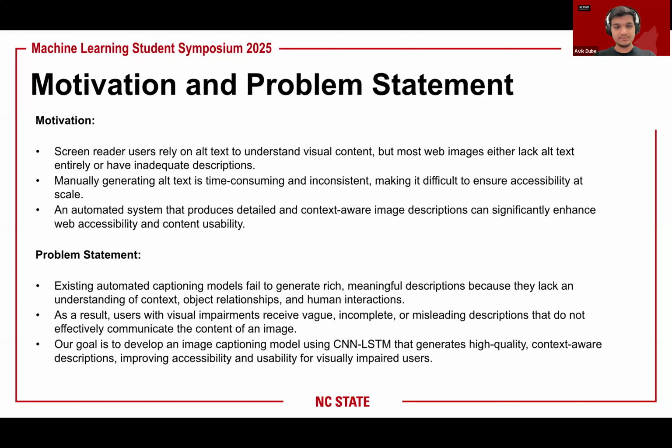Our motivation. Let's start with motivation. Many websites lack proper alternate text for images, which is critical for screen readers. Manually writing captions is tedious and inconsistent, especially at a large scale. Existing models often miss context, object, relation, or human interaction cues. Our goal was to build a model that generates better captions using CNN and LSTM, which makes the web more accessible.